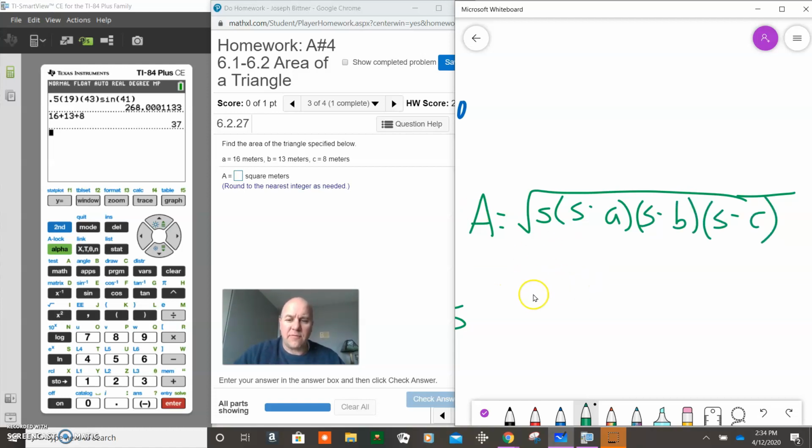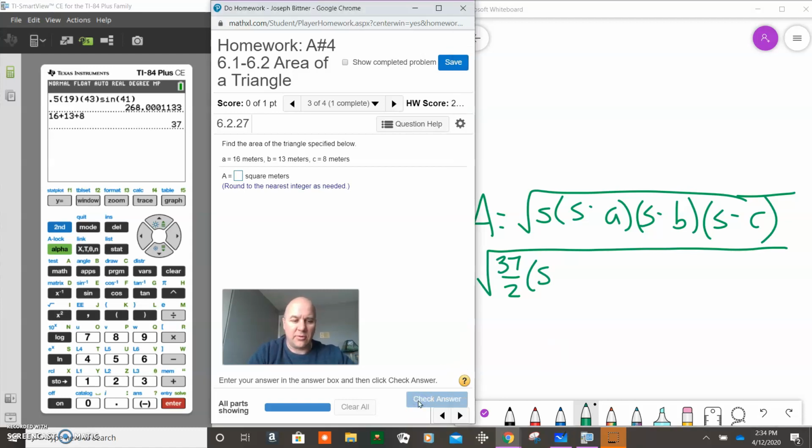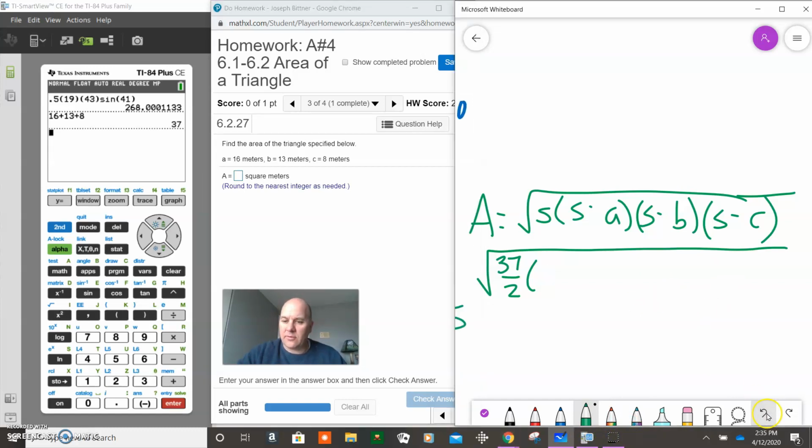And now I just have to finish up the work here. So it's going to be the square root. It's going to get kind of lengthy here. 37 over 2. Oops, let me get rid of that. I know what my S value is, so I don't need to include that in there. So let me get rid of that. Now let me go ahead and put that in there.